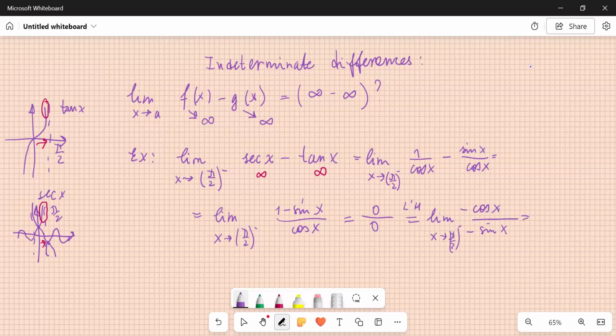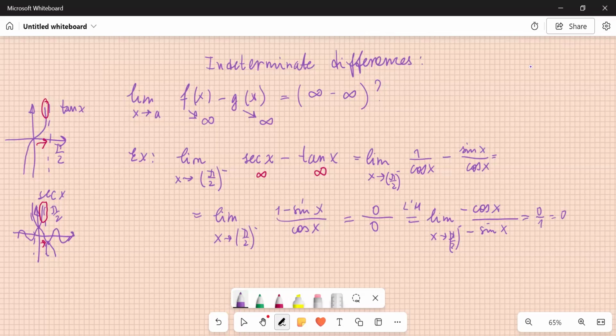Now, the minuses cancel. Cosine over sine is what? Well, we don't even need to consider cotangent. We just know that at pi over 2, cosine is equal to 0 and sine is equal to 1. We have 0 divided by 1, which is going to give us 0. So the limit is going to be equal to 0.